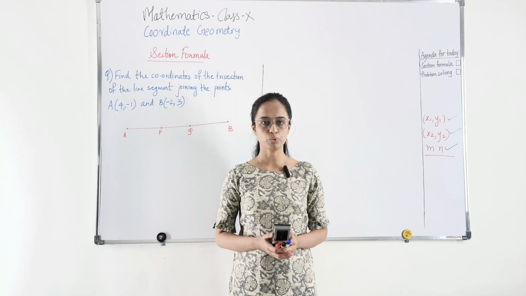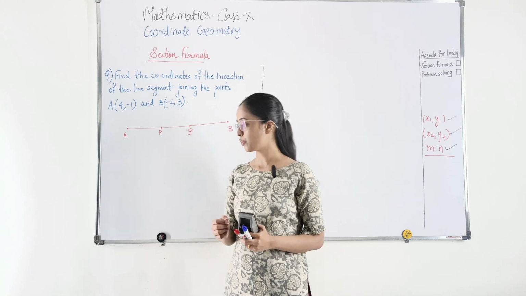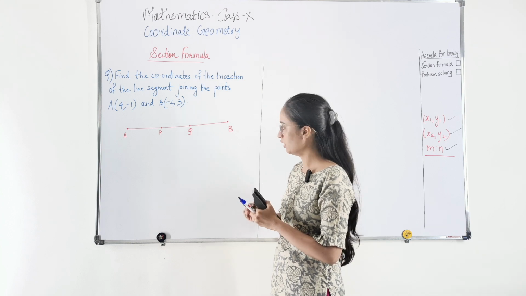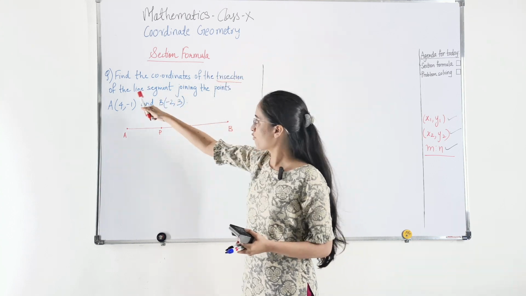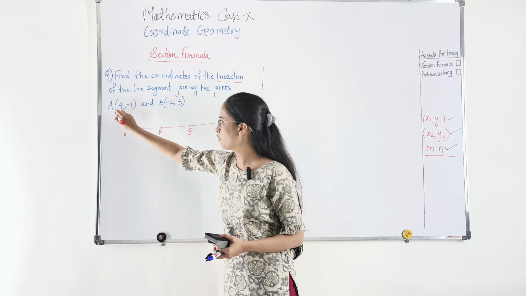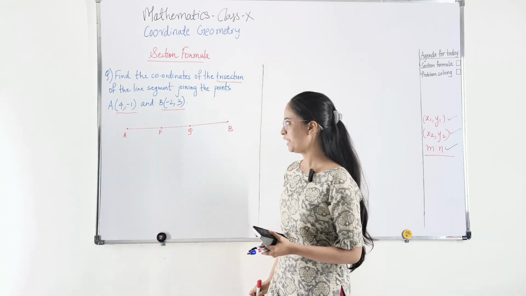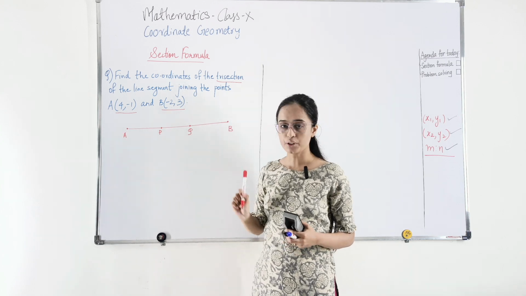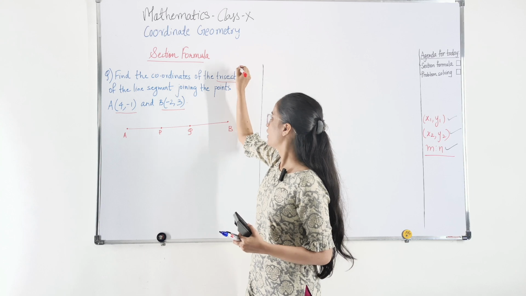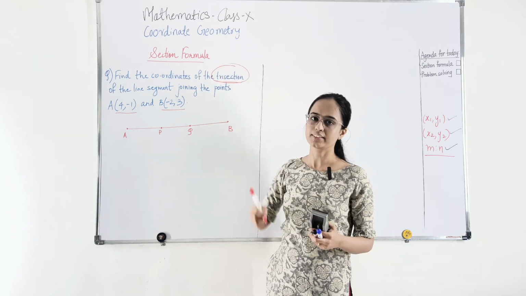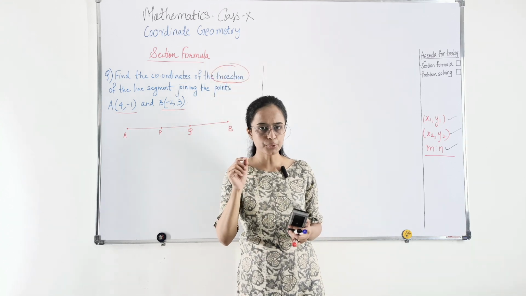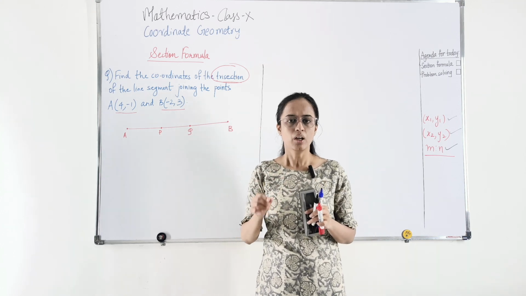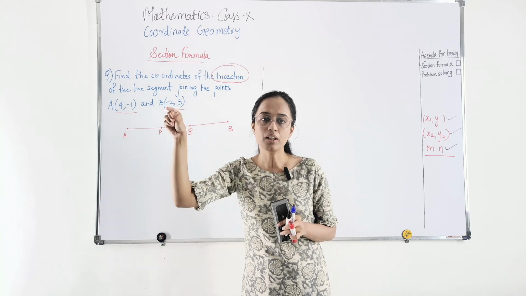Now students, let us move on to the next problem. The next question says that you need to find the coordinates of the trisection of the line segment joining the points A as 4, minus 1 and B as minus 2, 3. So we have a line segment AB, and you're supposed to find the coordinates of the trisection. Now what do you mean by trisection of the line segment?